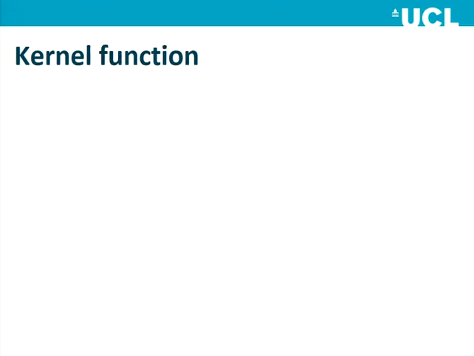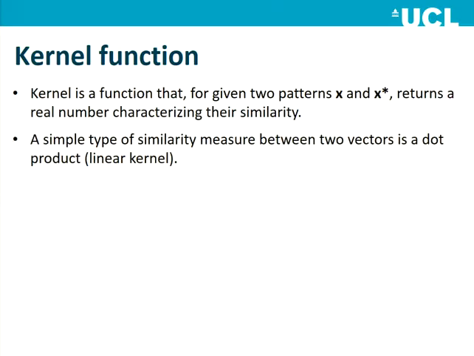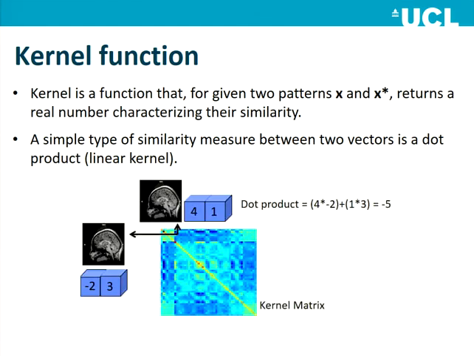A kernel is a function that, given two patterns, returns a number characterizing their similarity. The simplest way that we can measure similarity between two vectors is the dot product, which corresponds to the linear kernel. The idea of using the linear kernel is that we have a data matrix if we work with neuroimaging data. Imagine that we want to do whole brain. So we have 100,000 features or voxels, and we have 100 subjects. So the data matrix is huge, and it's not very easy or efficient to load this in the computer to train the algorithms.